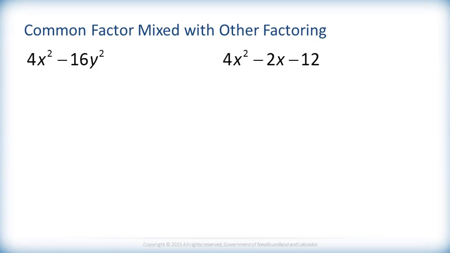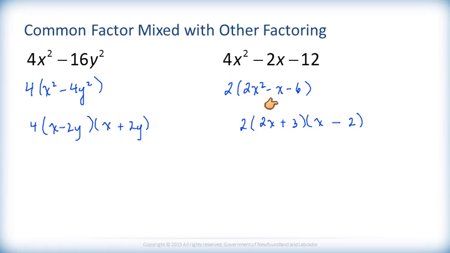Next we look at 4x squared minus 16y squared. There's a common factor there of 4 first. Always look for a common factor first. And in this case it's a 4, and then we can factor the brackets, the x squared minus 4y squared. That's still a difference of two perfect squares. So we get x minus 2y, x plus 2y. In this next one, I'll take out a common factor first, and then I factor what remains in here. And I get 2x plus 3 times x minus 2. You should check the expansion of that using FOIL or whatever method you use.